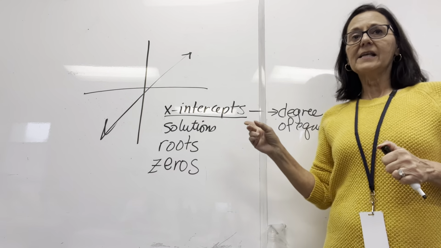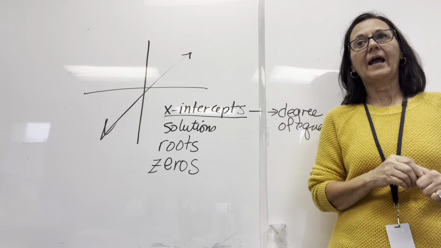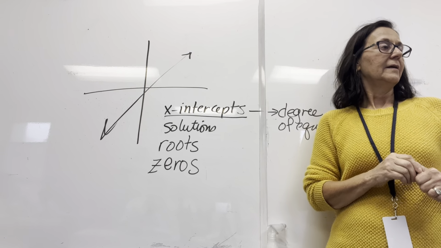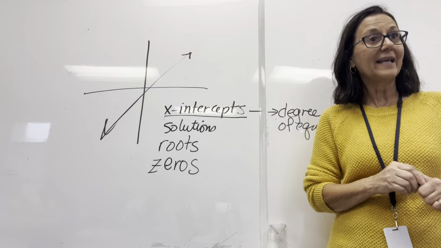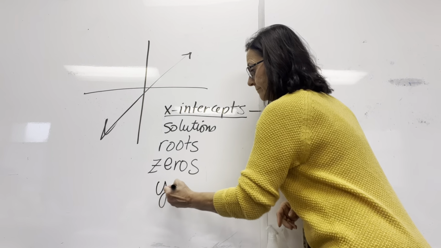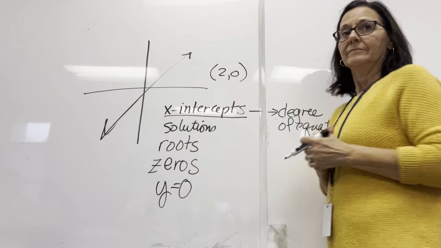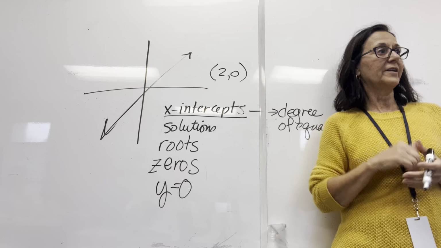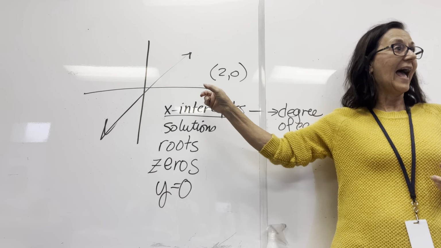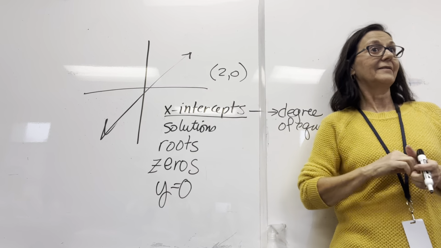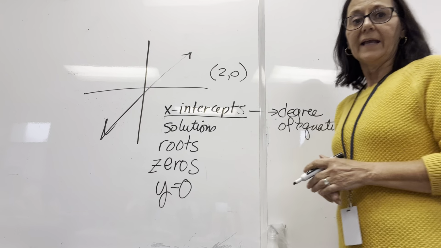When we have an x-intercept, what is the value of y? 0. Okay, I want everybody to look. The value of y is 0 when it intercepts the x-axis. So if I gave you that as a coordinate pair, then we know that that is an x-intercept. Got it?